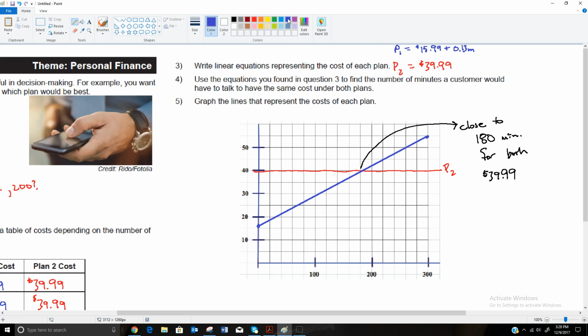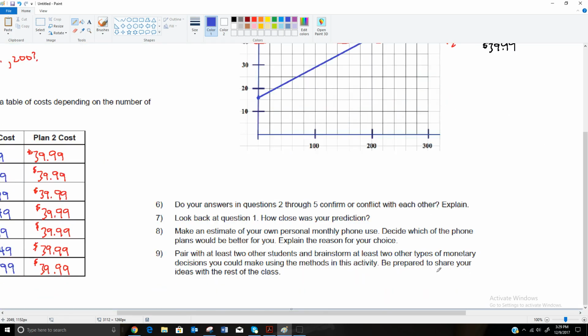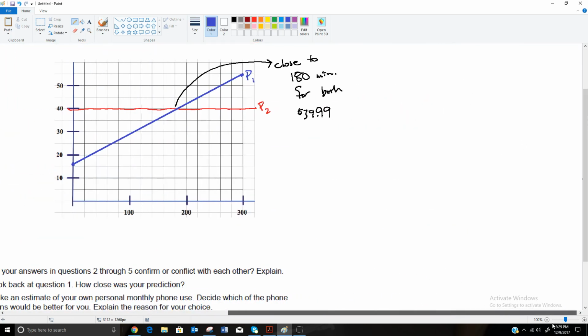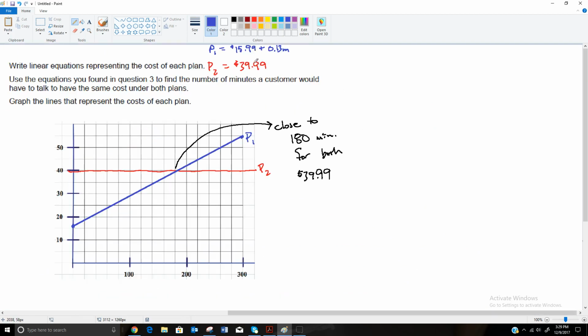So now let's see if we do it algebraically what we get. And I'm going to do that over here because it's going to take a little space. So I want these two to be equal, and the trick if I want those two to be equal is just write the two equations equal to each other. So we want $15.99 plus 13 cents a minute to be the same as the other plan, which is always $39.99. So I want this equation to equal the other equation. And then I'm just going to solve this.